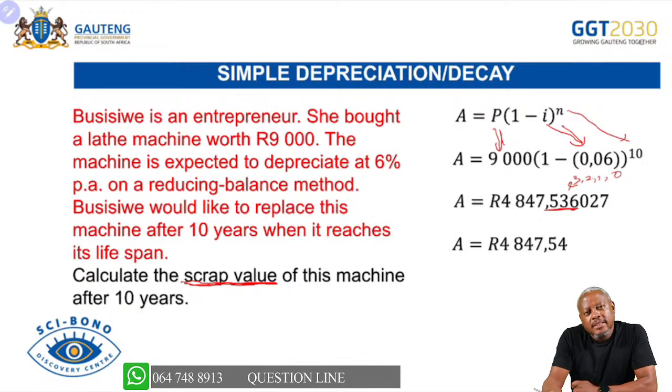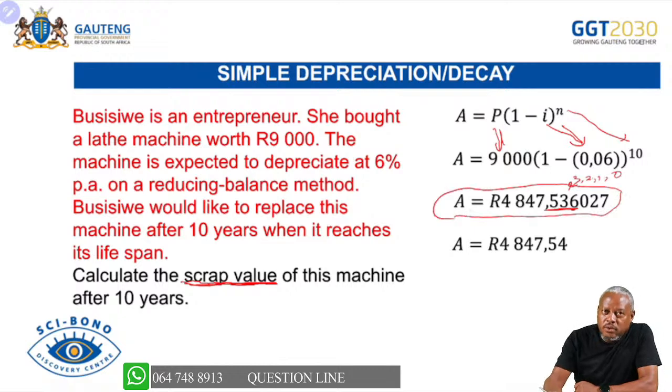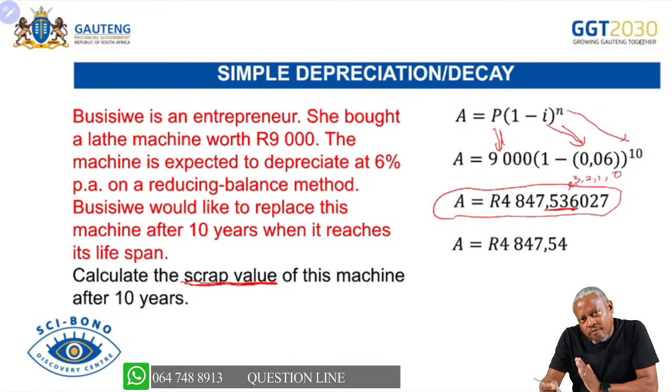So our correct solution will be 4,847,54. Ladies and gents, sometimes you get penalized if you leave your answer like this. Whether you're told or not, in the case of money or currency, please leave your answer in 2 decimal places, unless otherwise stated. When you speak of money, please leave your answer in decimal places. So I hope you all got it correct.